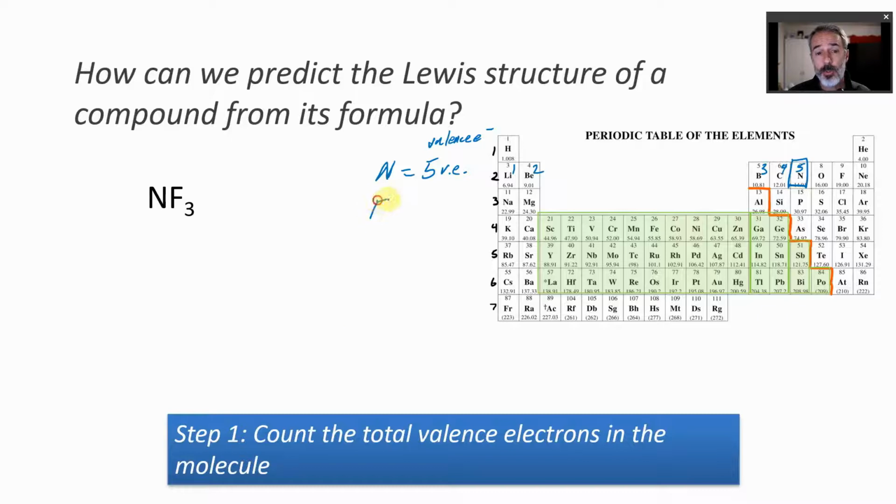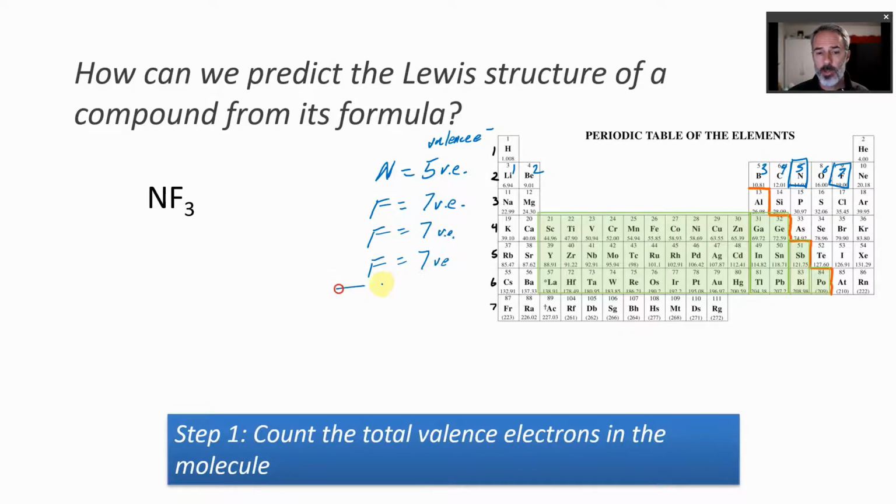If that's true, each fluorine will contribute, there's fluorine, how many? 7. 1, 2, 3, 4, 5, 6, 7. Now, of course, there's more than one fluorine in this molecule. You'll see over here there's 3. So each fluorine will contribute 7 valence electrons.